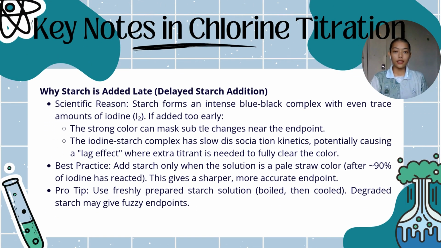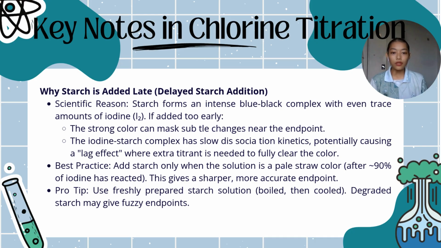For the key notes in chlorine titration, the reason why starch is added late, for scientific reasons, is that starch forms an instant blue-black complex with even trace amounts of iodine. If it is added too early, the strong color can mask subtle changes near the endpoint. The iodine-starch complex has slow dissociation kinetics, potentially causing a lag effect, where extra titrant is needed to fully clear the color. Best practice is to add starch only when the solution is a pale straw color, after 90% of the iodine has reacted.